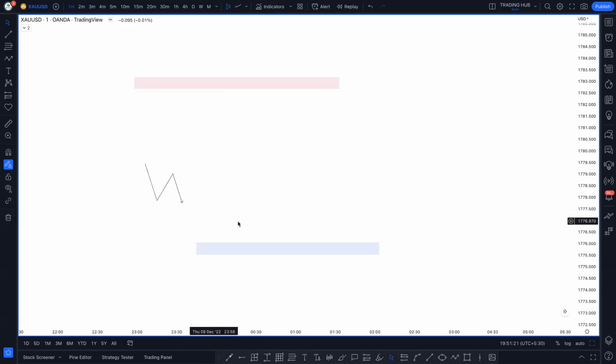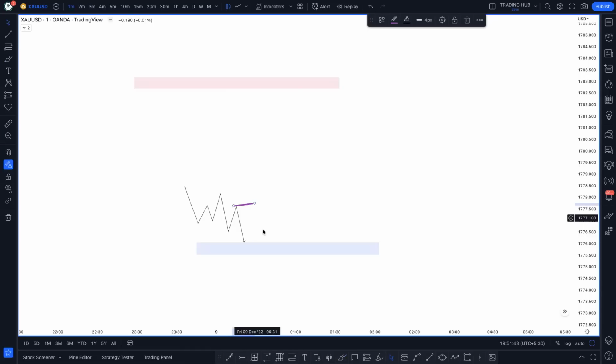Okay, now perfect. For example, when price taps on your POI, right? And then what happened here? Market broke the first high, right? So in this case, where is our first high? First high is here, correct? So when price broke this high, this one is called a change of character, right?